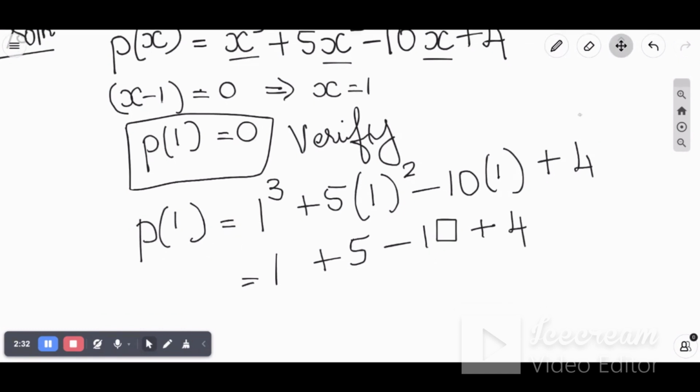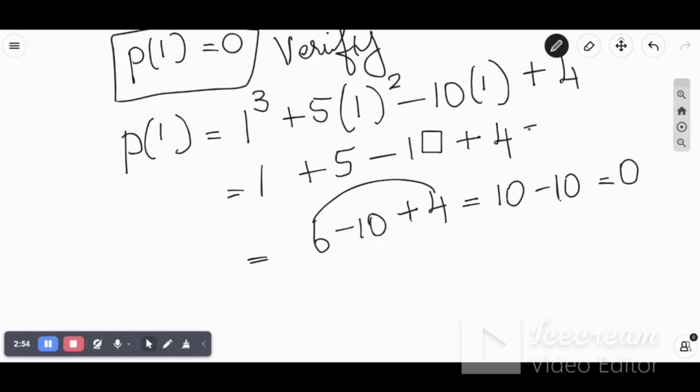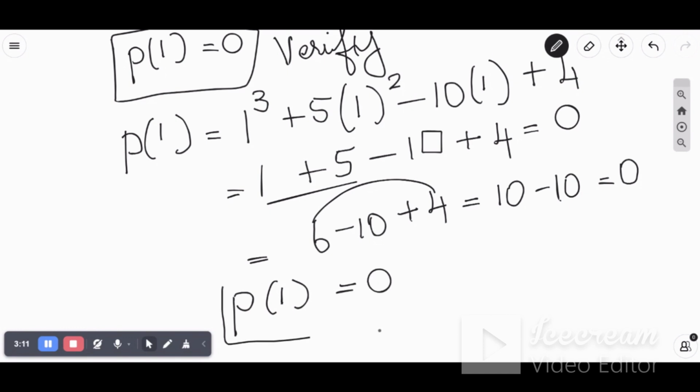Now 1 plus 5 is 6, so 6, and then minus 10 plus 4. You can write it as such, or you can write 6 plus 4 is equal to 10, 10 minus 10, which is equal to 0. Or you can directly write it as 0 if you are very good with maths: 1 plus 5 is 6, 6 minus 10 is minus 4, minus 4 plus 4 is 0. Anyways, we have arrived at a conclusion. P of 1 is equal to 0. So our LHS is equal to our RHS.